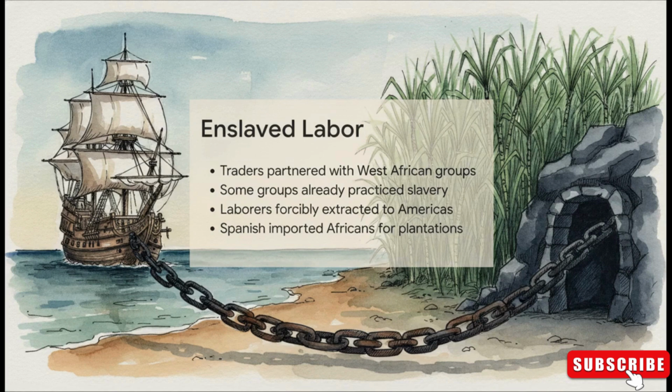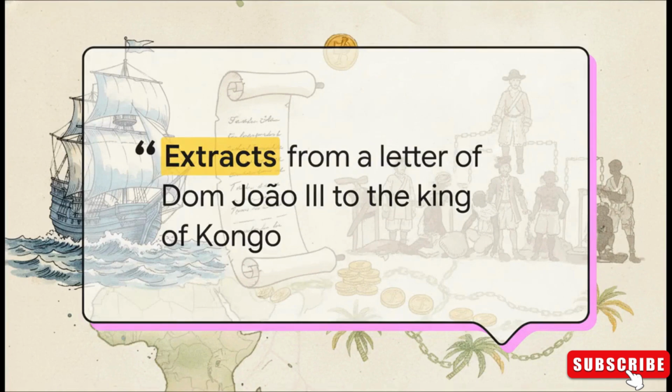And it's important to realize this wasn't some underground operation. It was official royal policy. Consider this correspondence from the King of Portugal to the King of Congo. Having a European monarch directly orchestrate and discuss the export of enslaved people proves this was a state-sanctioned, highly organized global enterprise. The highest levels of power were literally engineering the movement of human beings for economic gain.